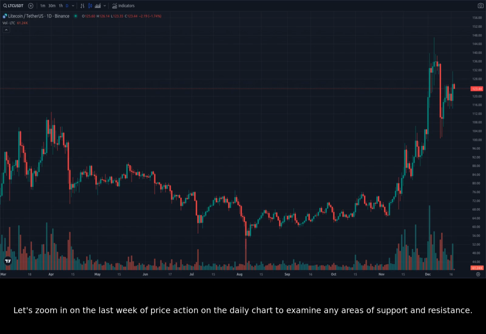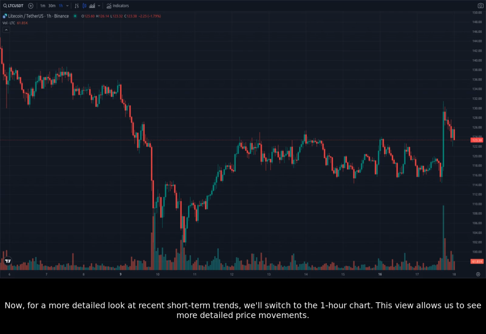Let's zoom in on the last week of price action on the daily chart to examine any areas of support and resistance. The support levels in this range seem to be around $115 to $117. We notice a strong resistance around $125. Now, for a more detailed look at recent short-term trends, we'll switch to the 1-hour chart. This view allows us to see more detailed price movements.